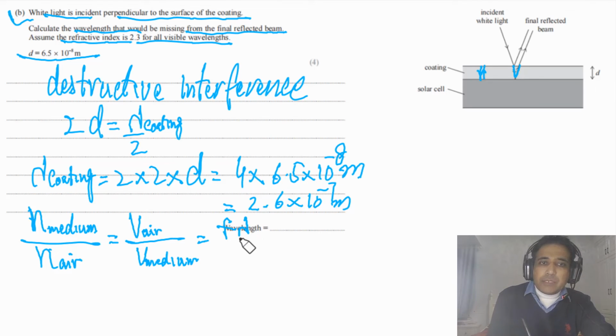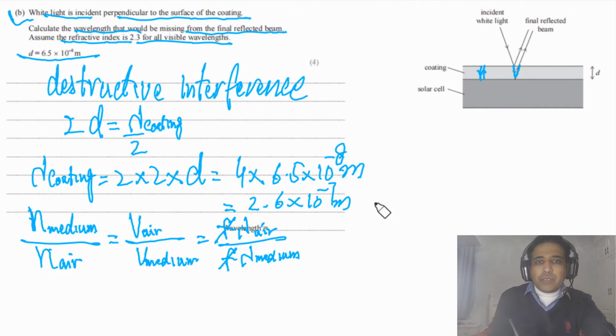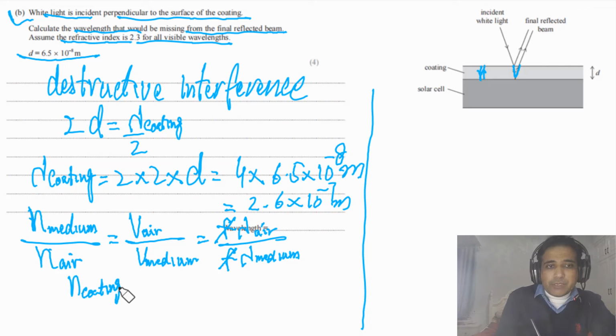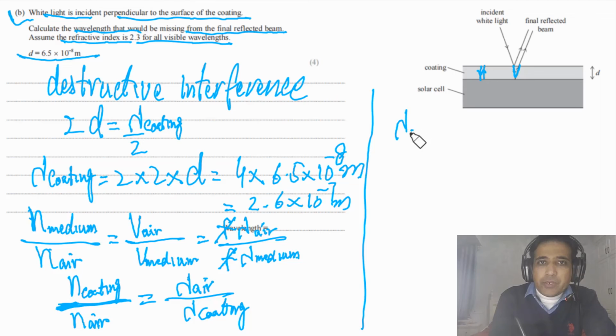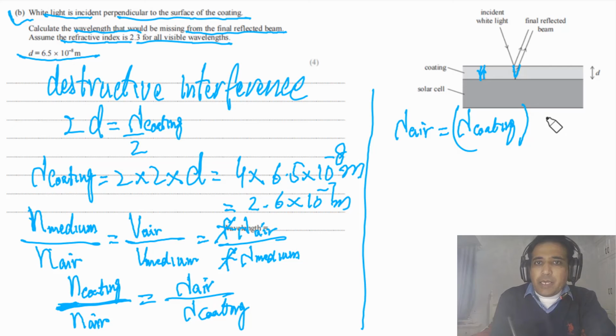Speed, we can say this is f times lambda. So this is lambda in air, and this is f times lambda in the medium, meaning in this case the coating. So from here we can cancel this frequency with this frequency. Now we can write n medium, meaning the refractive index of the coating, divided by the refractive index of air. This will be equal to lambda in air divided by lambda in coating, where the medium is the coating. So we can find lambda in air. Lambda in air will be equal to lambda of coating multiplied by n of coating.